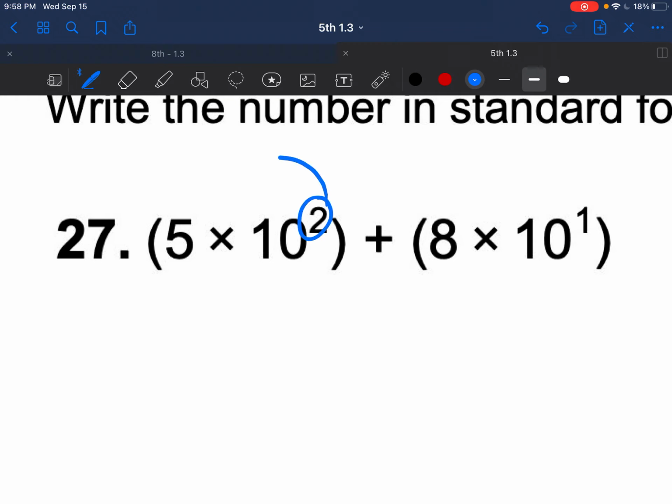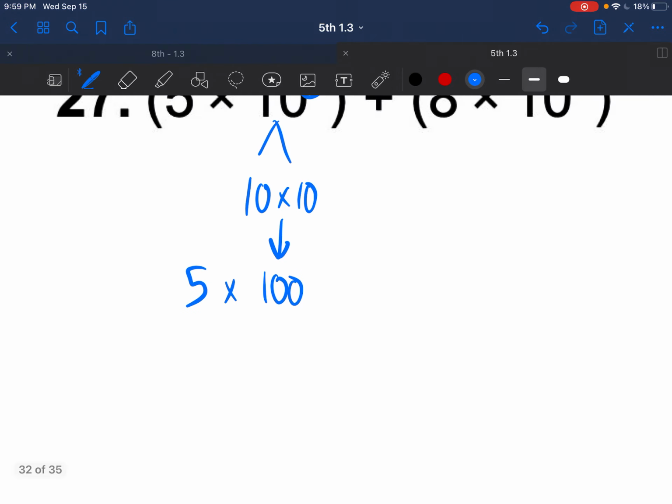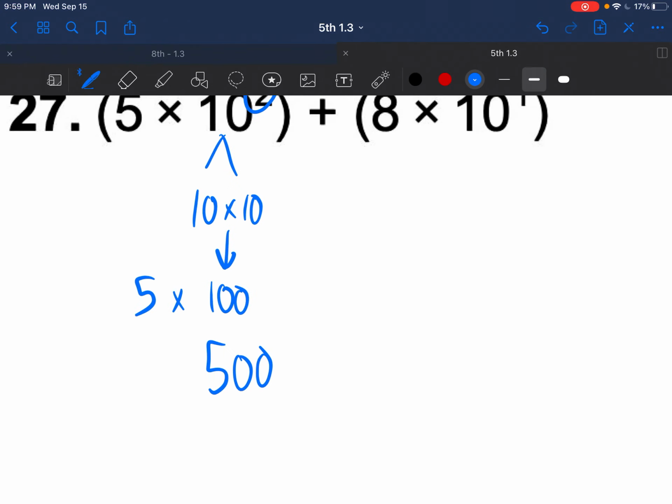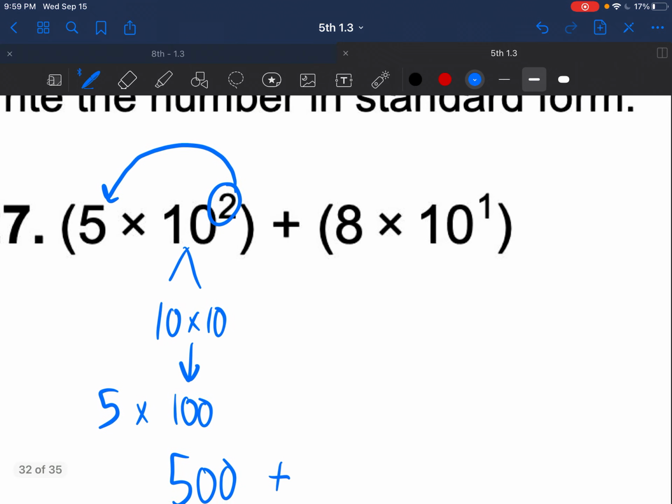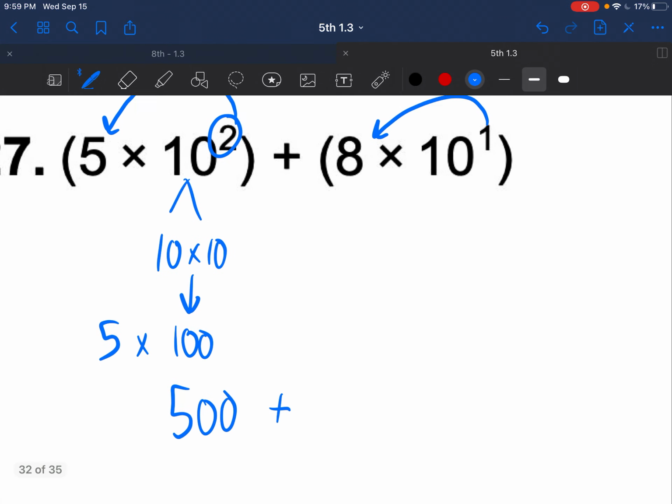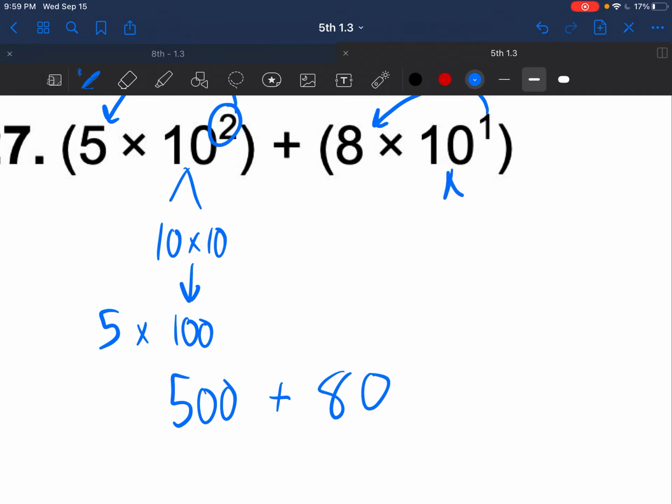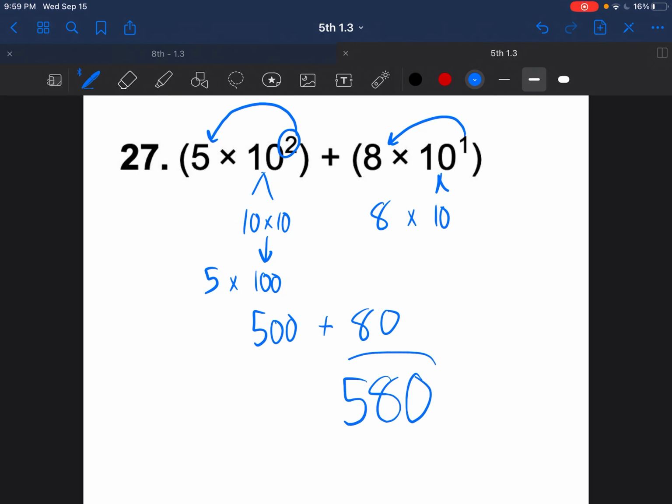Well, ladies and gentlemen, how many zeros should this 5 have? 2, right? Because that's 10 times 10, which gives you 100, and 5 times 100 gives you 500, right? Plus, here's another one. How many zeros should this have? Well, it should have 1, so that's 8 with 1 zero, because that's just a 10, and 8 times 10 is 80. Well, what is 500 plus 80? That should give you 580. So the answer for this problem is 580. All right, let's move on to question number 28.